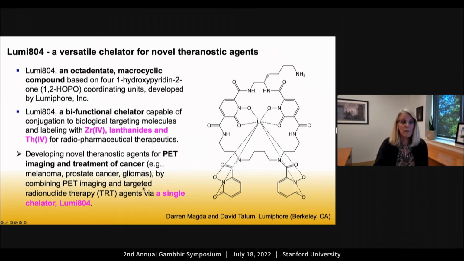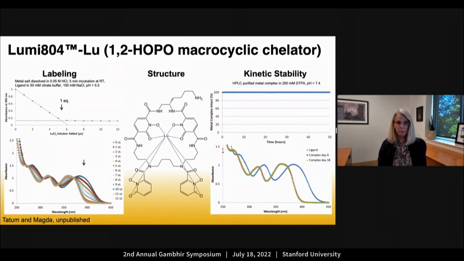And so we've previously published with this chelator looking at lutetium and zirconium in looking at antibodies. And I'm going to tell you some of the more recent work that we've been doing with this agent. So Darren and David have done all the cold chemistry, and they've shown that this compound metallates at very low temperatures in about 30 minutes, and it has a very high kinetic stability when you challenge this with high concentrations of DTPA.